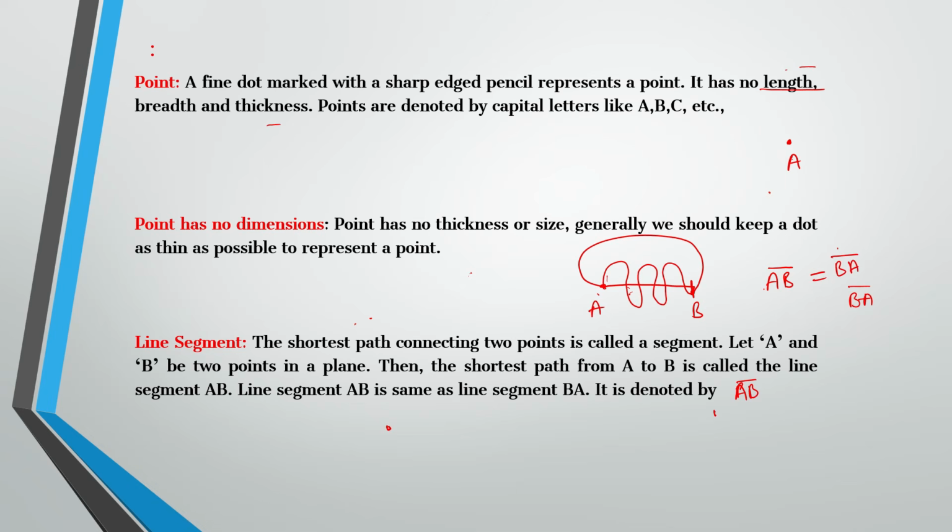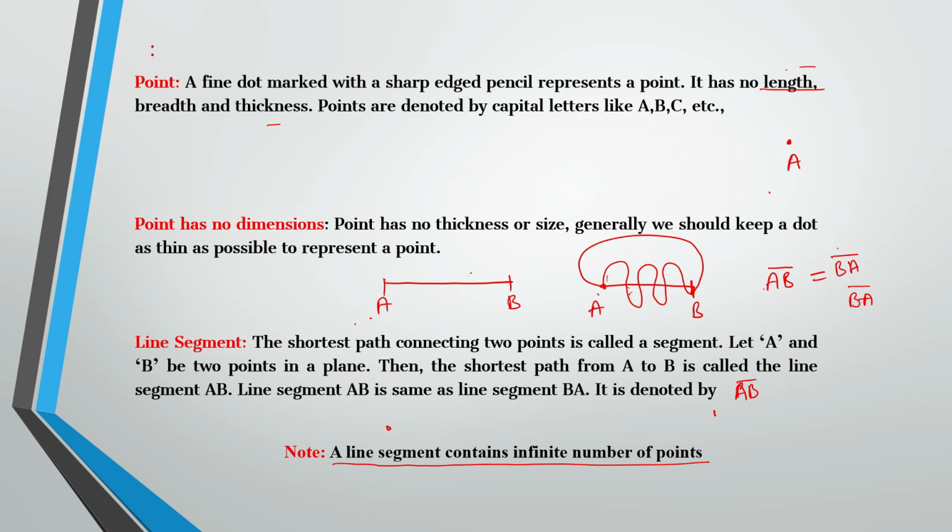So what is the definition of a line segment? The shortest path between two points in the plane is called the line segment, and it is represented by those end points. One important note about the line segment: a line segment contains an infinite number of points. So, how many points are there on this line segment AB? We have infinitely many points.